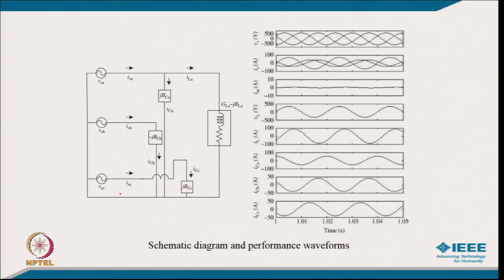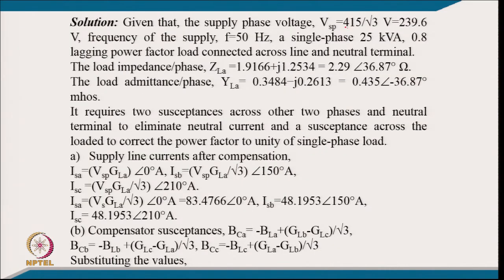So, coming to the solution part, given that the supply voltage is 415 by root 3, that is 239.6 volt, frequency of supply 50 hertz, and a single phase load of 25 kVA 0.8 lagging power factor load connected across line to neutral. The load impedance is 1.9166 plus j1.4374, that comes to 2.29 ohm at the angle of 36.87 degree, and the load admittance will be the reciprocal of this.